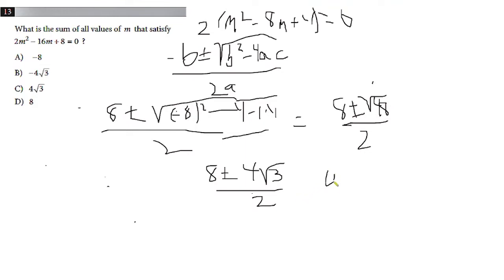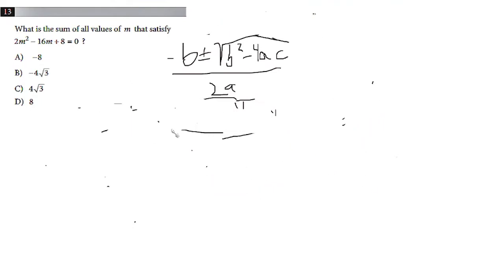And so then you get 4 plus or minus 2 root 3, and you add them together, you get 8. If you don't see to factor out the 2, it just gets a little more complicated with the numbers, and you can spend a lot of time worrying about reducing that radical or whatever.